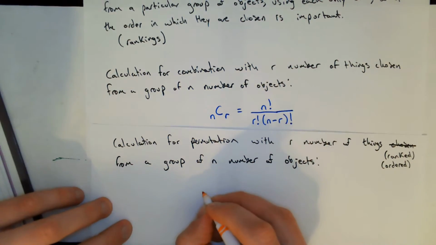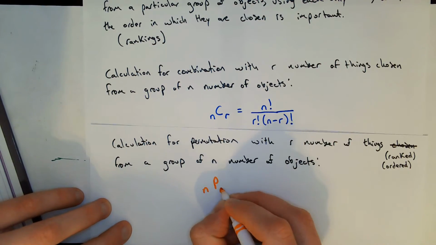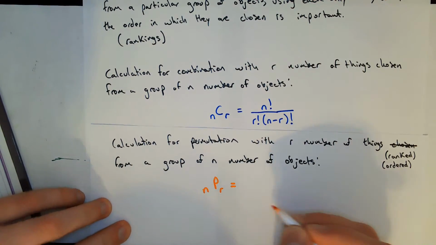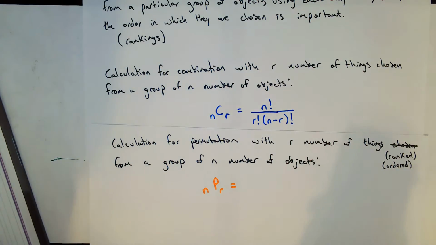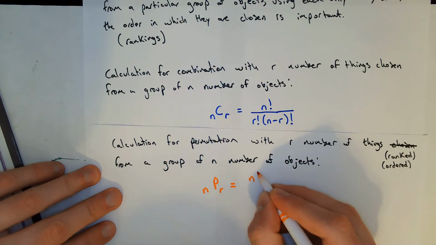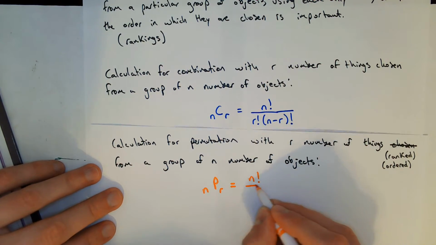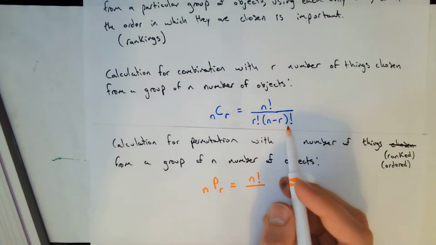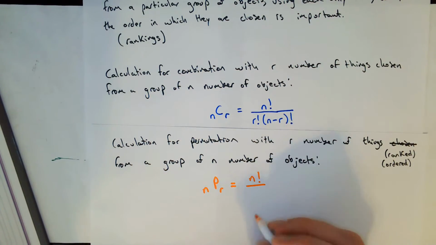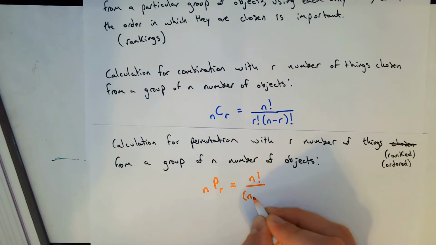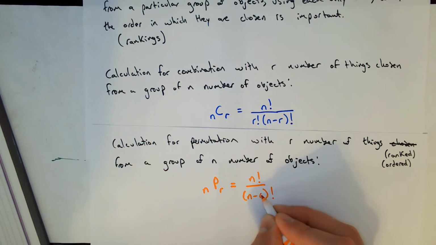Okay. And what is the formula going to be? Well, we denote it by nPr, not the radio station, just a formula here, and it's just going to be n factorial. It's very similar, but it doesn't involve the extra factor of r factorial here. It's just going to be n factorial over n minus r factorial.